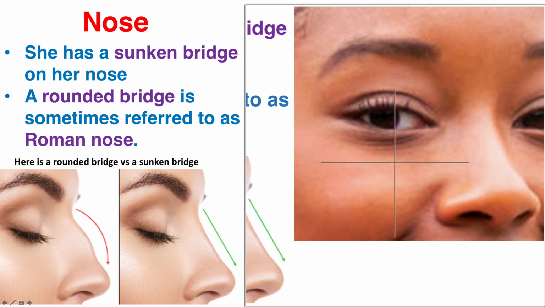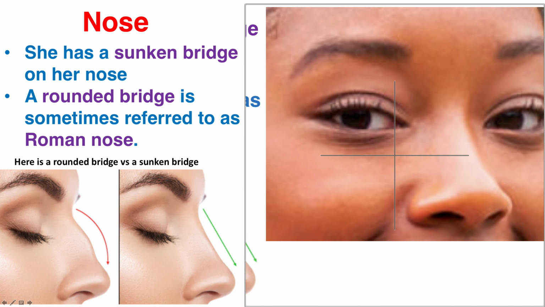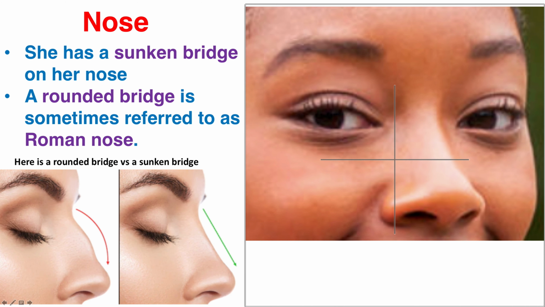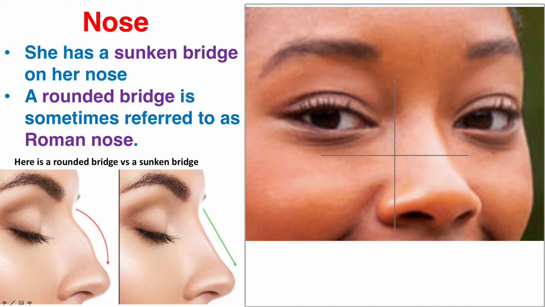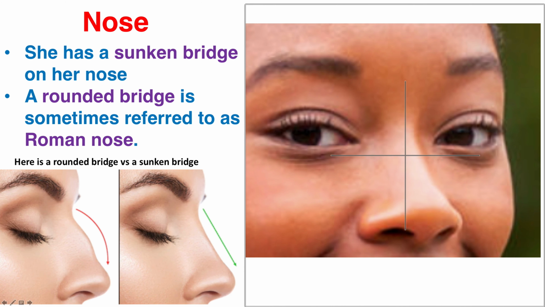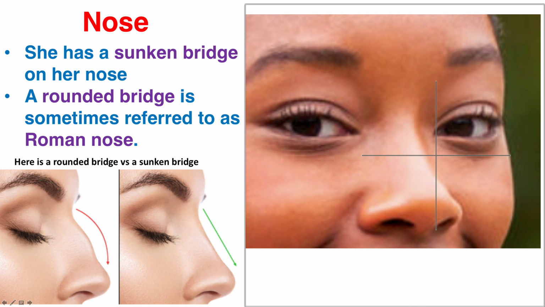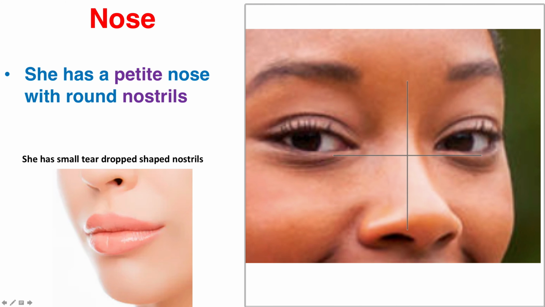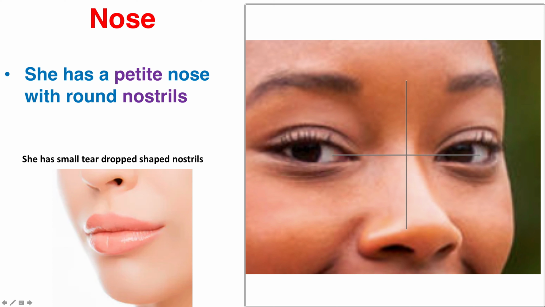So here is her cheekbone. And then here is her nose, and you see it doesn't raise as high as the other one. So this is more flat. So she has a sunken bridge with a flat nose. Another way you can describe her nose is being petite, which means it's not a very big nose. It's a small nose. It's petite.